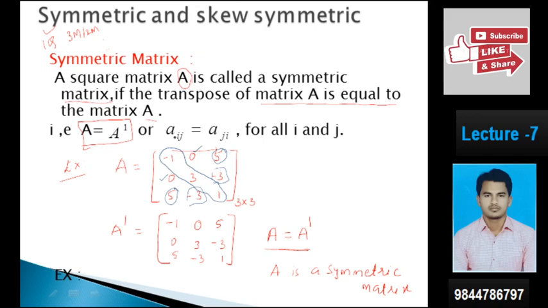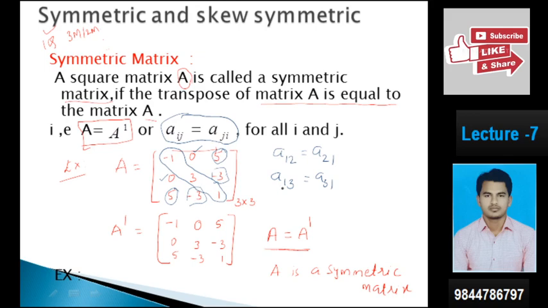So there is a condition, and it is applicable here. What is the position of this element? A12, first row second column, is equal to A21. See here, with i equal to 1 and j equal to 2, A12 is equal to A21. Similarly here, A13 is equal to A31, the third row first column equal to the first row third column.